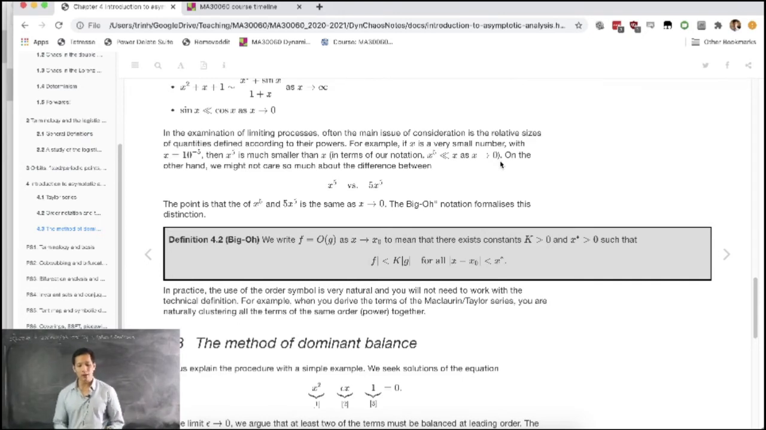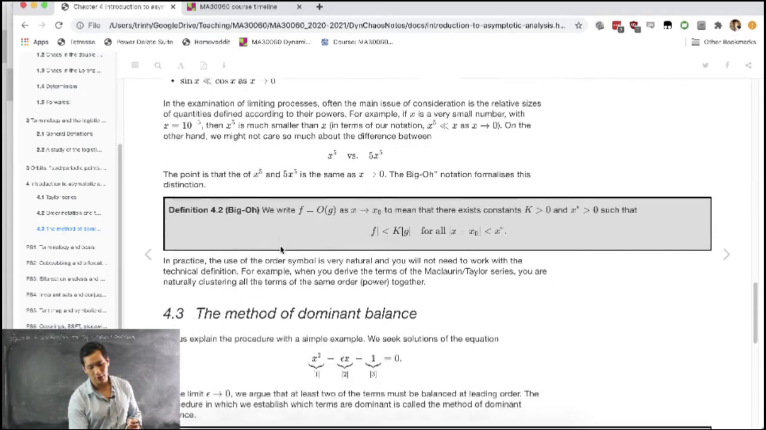On the other hand, we might not care so much about the difference between x to the 5 and, say, 5x to the 5. We place them on equal footing because they have the same power of x. Their growth rate, or their decay rate, is comparable to one another. And so you'd like to set up a relationship between x to the 5 and 5x to the 5, but you can't say that x to the 5 tilde 5x to the 5 because their ratio doesn't tend to 1 as x tends to 0. So that introduces this notion of the big O notation.